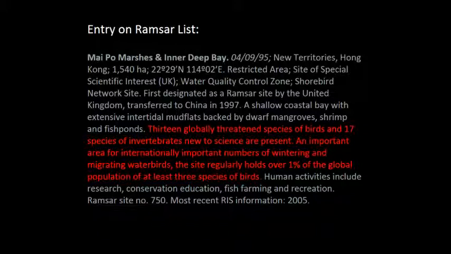Okay, the entry on the list, just to show you. If you go to the Ramsar list, you find an entry like this. It was designated in 1995, just before the British handed back Hong Kong to China. It's a shallow coastal bay with extensive intertidal mudflats backed by dwarf mangroves, shrimp and fish ponds. 13 globally threatened species of birds and 17 species of invertebrates new to science are present. An important area for internationally important numbers of wintering and migratory water birds. The site regularly holds over 1% of the global population of at least 3 species of birds.